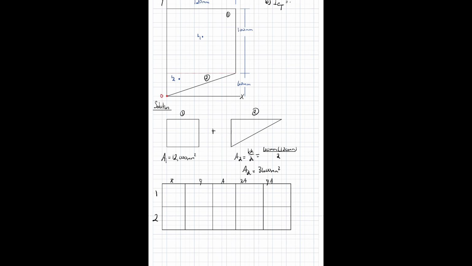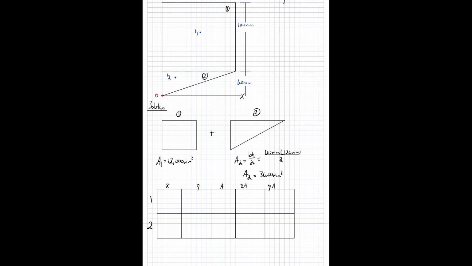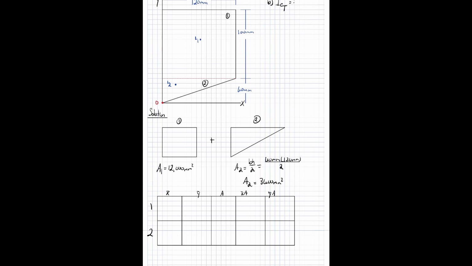So for each portion we're going to find our locals. Our local x bar of the rectangle is going to be 16 millimeters. Our local y bar, we're starting from 0, from the very bottom left-hand corner right here. In the y direction, we have to go up 60 to get to the bottom of it. Now we have to go up half of 100, so 50. So we're going to do 50 plus 60 to get 110 millimeters. We know our area, 12,000 square millimeters.